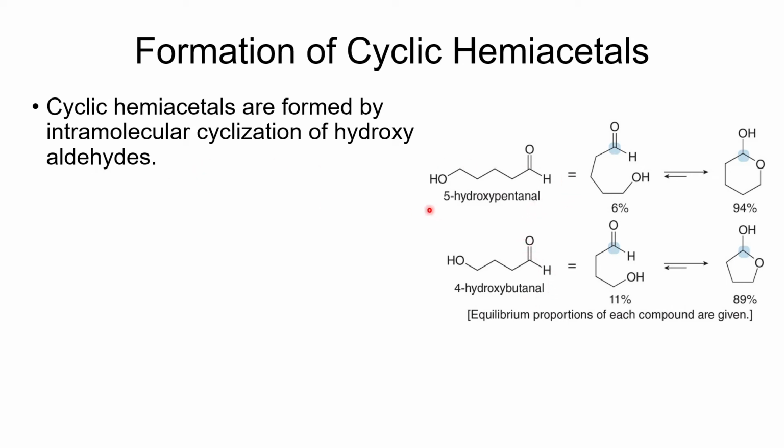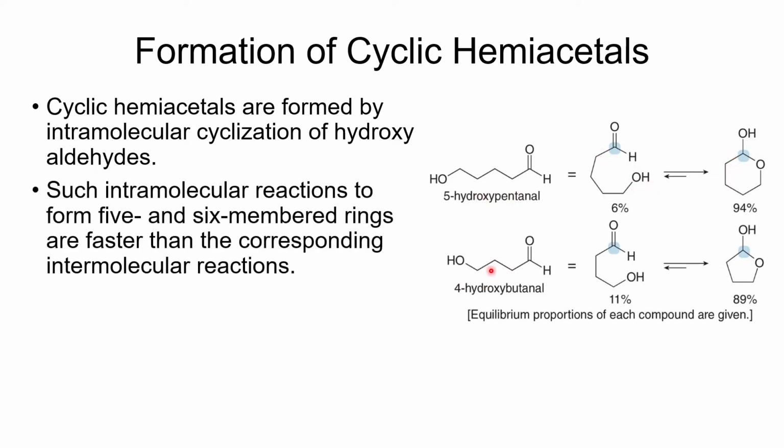Anyway, here we have a 5-hydroxypentanal, and here we have a 4-hydroxybutanal. If we have a 5-hydroxy group, we can form a 6-membered ring, and if we have a 4-hydroxybutanal, we can form a 5-membered ring. Now, this does work better with aldehydes than it does with ketones. So we will get better formation of this when we use aldehydes over ketones, and the 5 and 6-membered rings work better than smaller or larger rings.